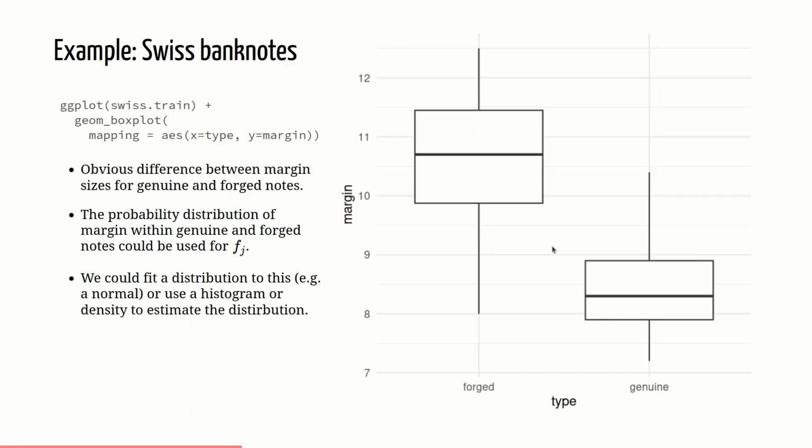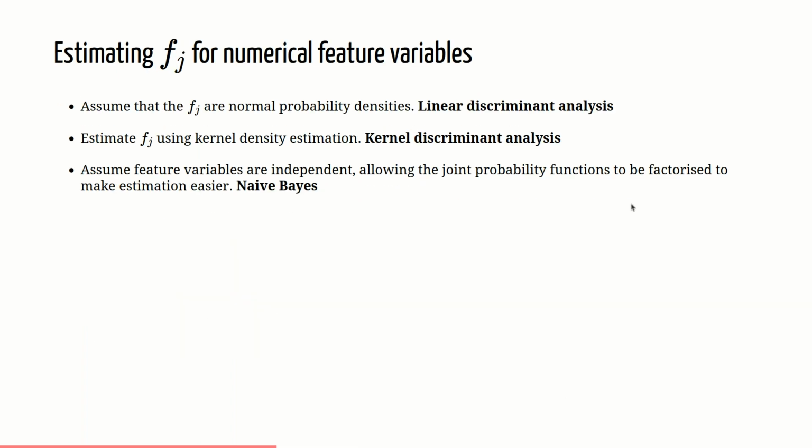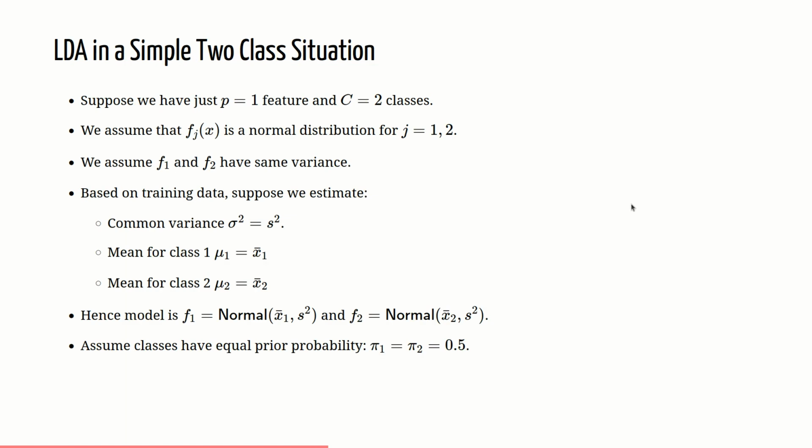So this might make sense in this case because the spreads here are roughly the same. I mean, maybe the forged is a bit bigger than genuine, but it's probably not too much, so that assumption is not bad. And you can see that they're relatively symmetric, so using normal distributions for this data set is probably going to work quite well.